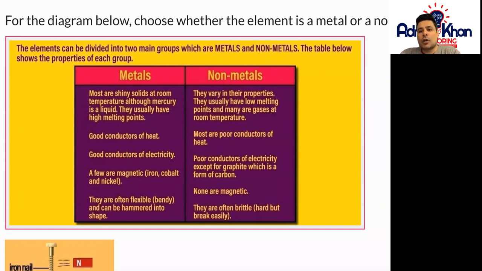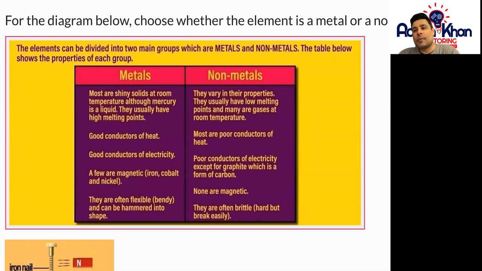A few of the metals are magnetic, such as iron, cobalt, and also nickel. They are often flexible and bendy and can be hammered into shape. In the olden days, you would heat up metal, bend it and hammer it into a sword, for example. Metal, especially steel, is shaped in the same way in large factories, where steel is bent and shaped into big bridges and apparatus that we use today in our infrastructure.